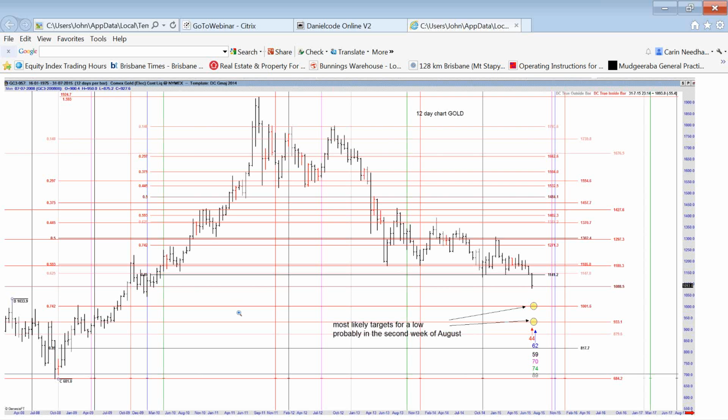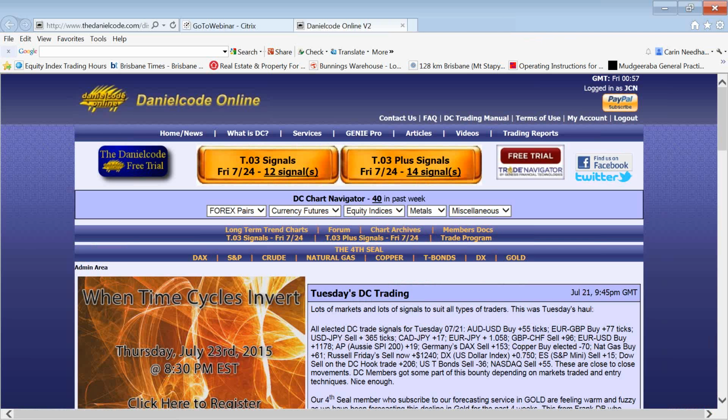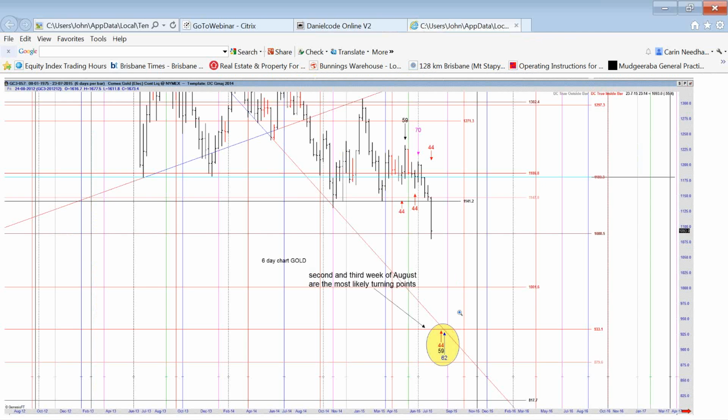Here's the 12-day chart of gold. You can see that he's forecast this stuff. He's been talking about this going in to make a low in early August. He's been doing that for months now. And these are his targets, 1001 or 933, probably for the second week of August. That's our 12-day chart. And then we'll move to the 6-day chart.